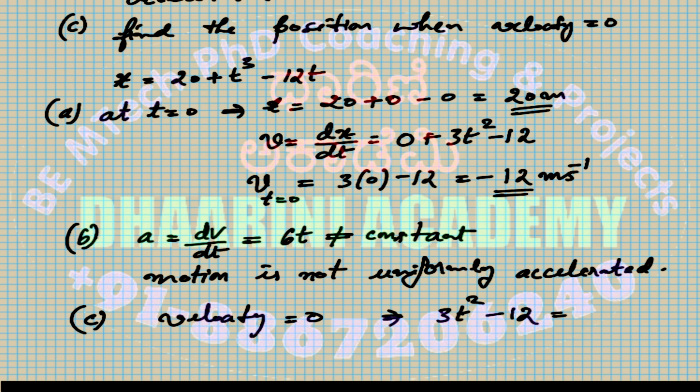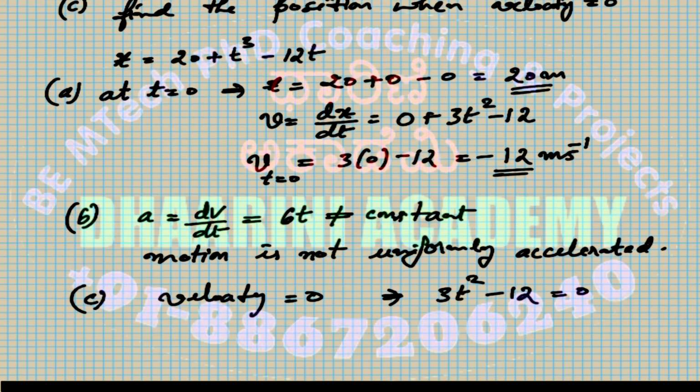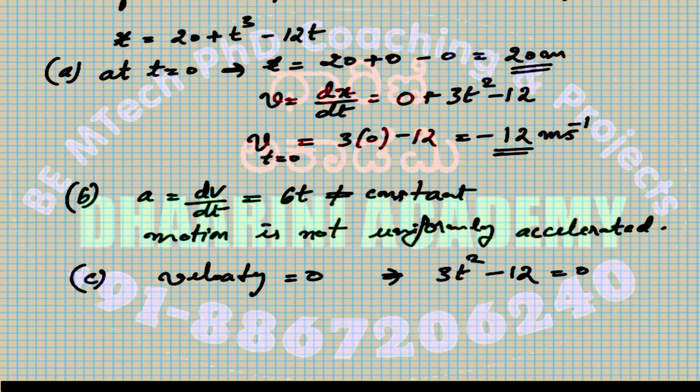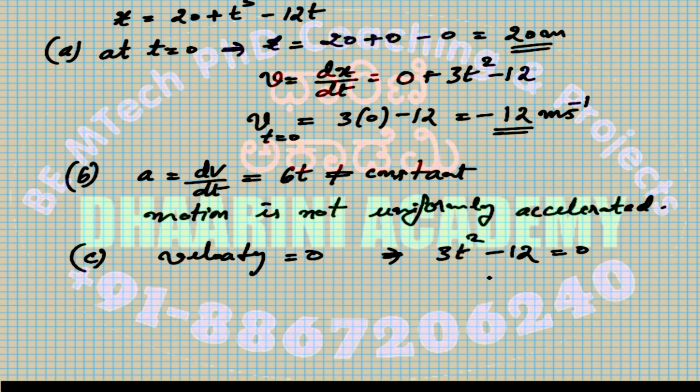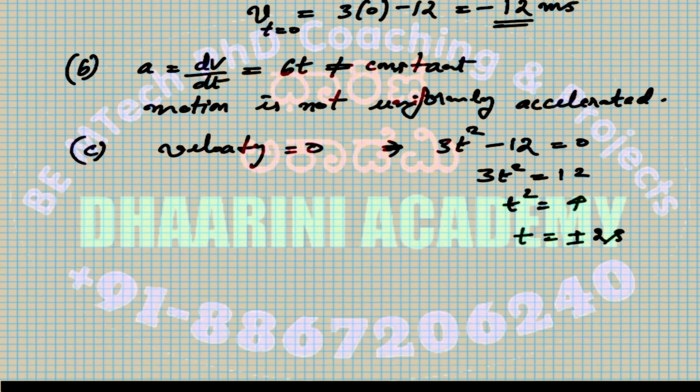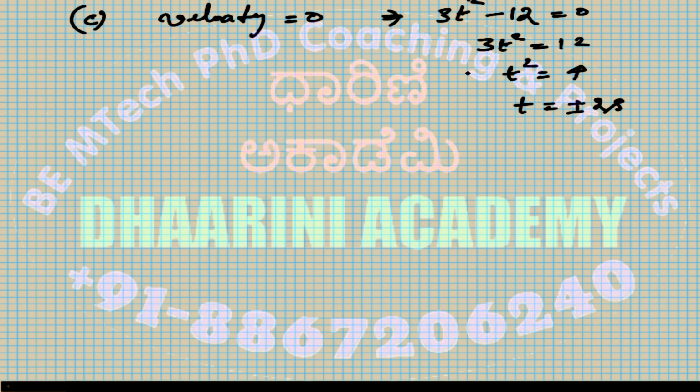So put this equal to 0, and once I make the velocity equal to 0, I am able to calculate the time. So 3t square is equal to 12, so t square becomes equal to 4. So t is equal to plus or minus 2 seconds. Minus 2 is once again not a feasible answer. Time is not negative, so we take only positive. So time is equal to 2 seconds.